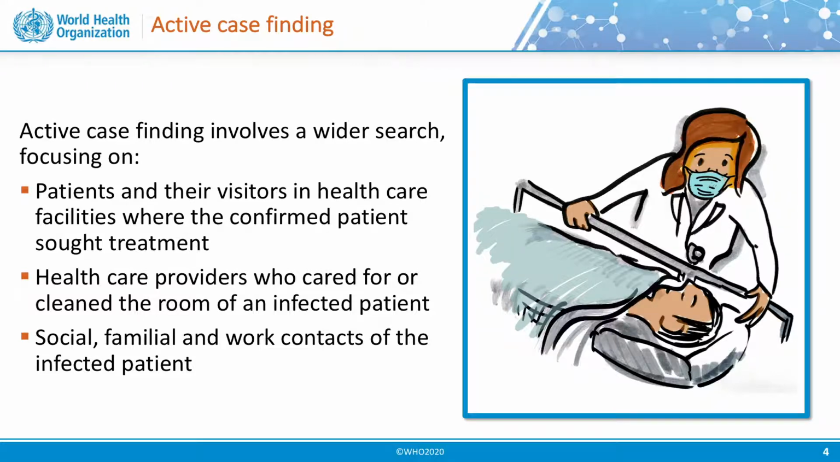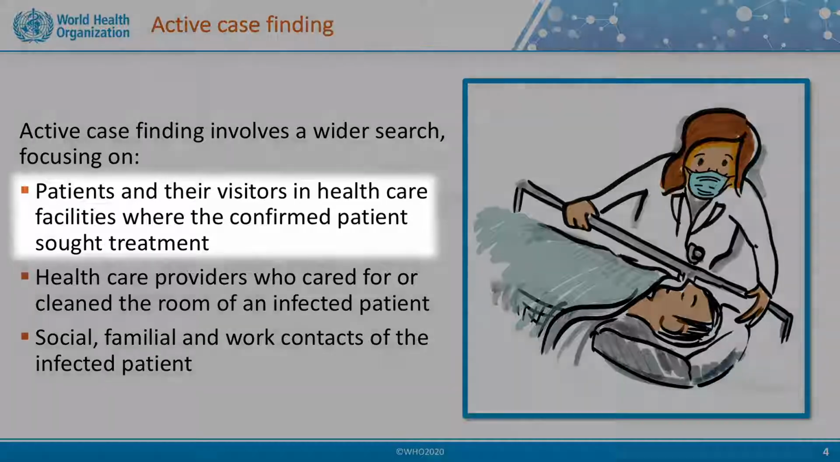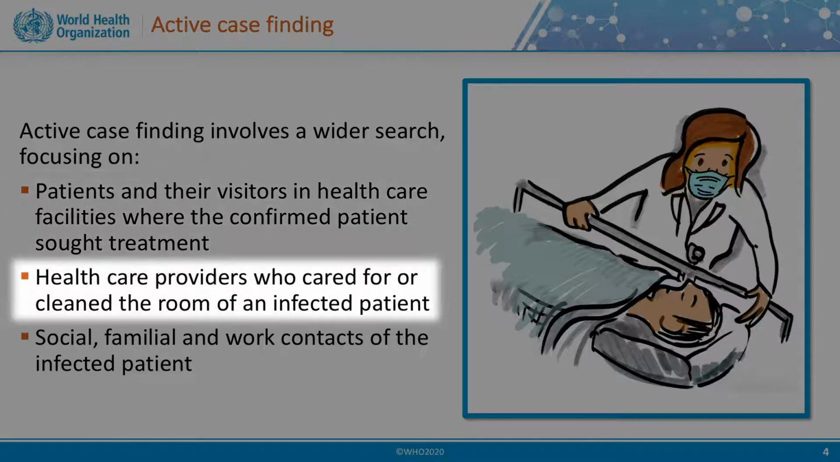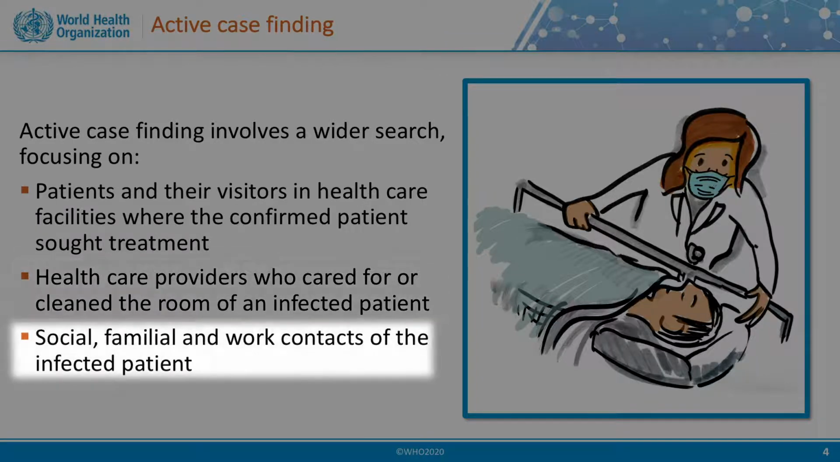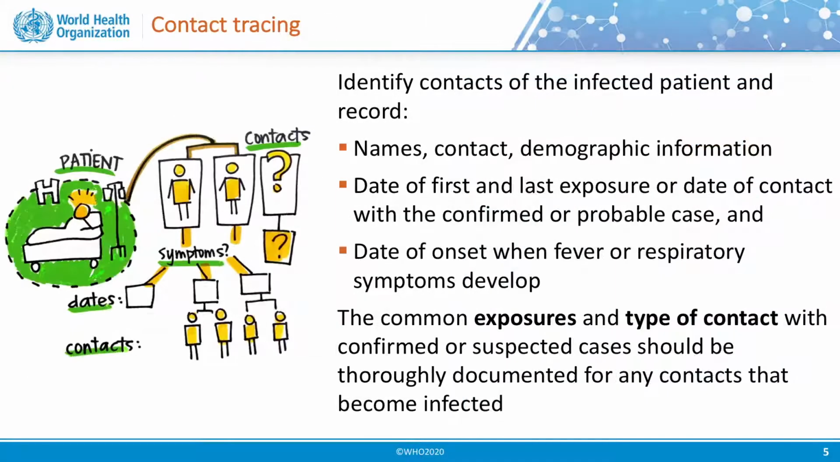Active case finding involves a wider search for cases focusing on patients and their visitors in a healthcare facility where the confirmed patient has sought treatment, healthcare providers who care for that patient or who have cleaned the room where an infected patient has been, and social, family, and work contacts of the infected patient. And how you do this is through contact tracing.